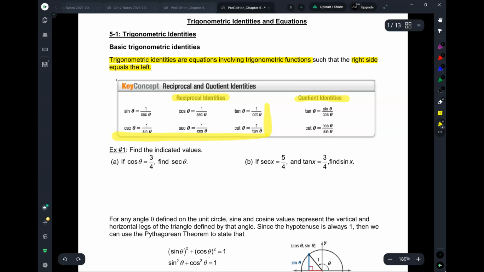And then we also have two quotient identities. Tangent is sine over cosine. Cotangent is cosine over sine. Anything new here? No, right? We know this already. We know all this already.